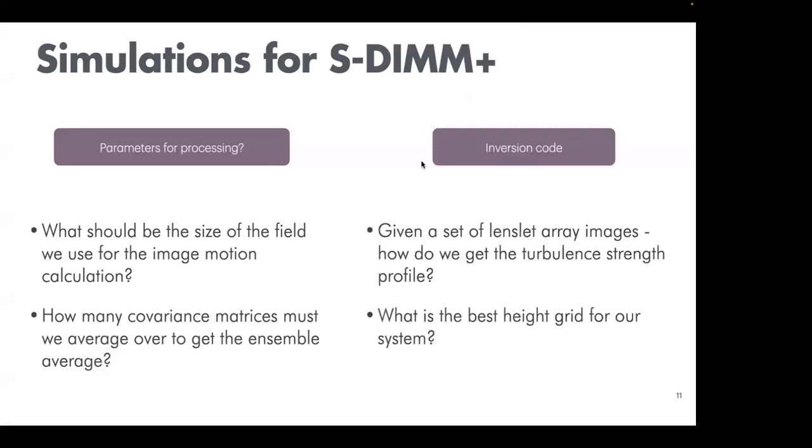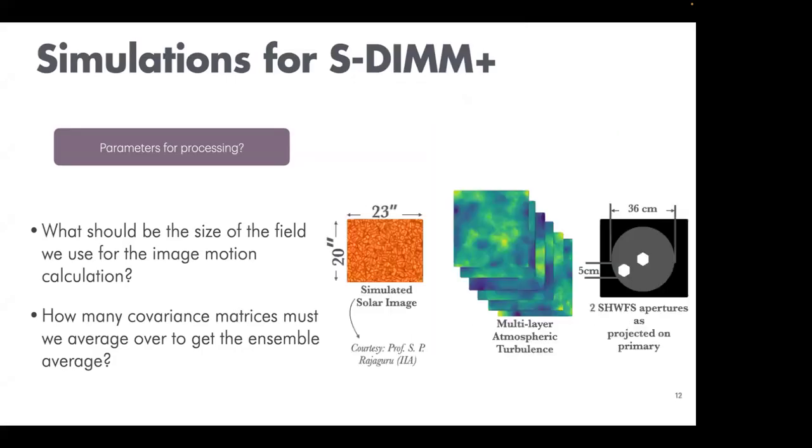Also, let's say you're given a set of lenslet array images as a function of time. How do we get the covariance matrices, then get to the turbulence strength profile, and what would be the best height grid for our system? So we did simulations for this, starting with simulated solar images. Another group does MHD simulation and gave us these, which is the closest you can get to a true object without any residual instrumental or atmospheric response. We had multi-layer atmospheric turbulence and our system parameters, so we get a series of lenslet array images as we would get from our experiment.